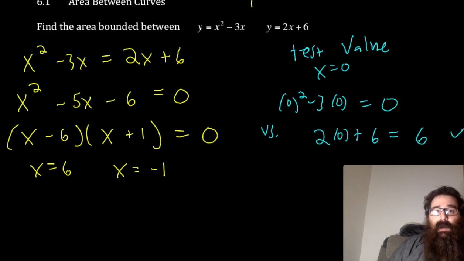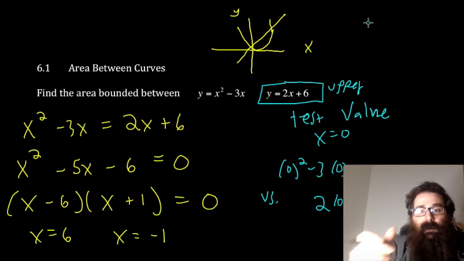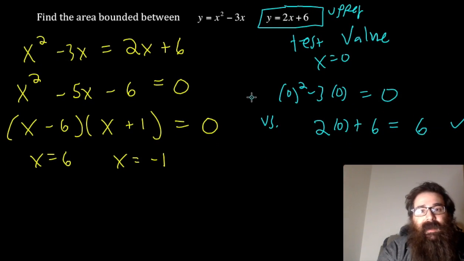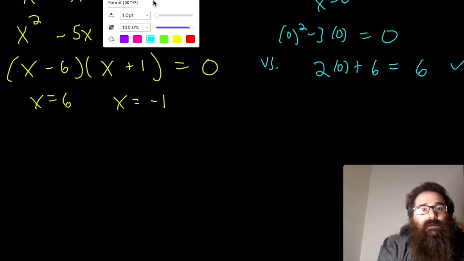So that would be my upper function. That means the 2x plus 6 is my upper function. And my picture corroborates that too. If we think about how these would look generically, we can get a generic sense for how the region should look, then we just have to find out the specifics. It looks like that linear function should be the upper function, and in fact, a test value shows that this is true. Okay, so that's good.